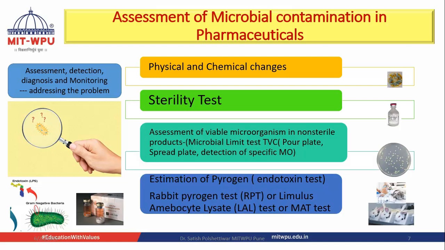Then we can assess microbial contamination from non-sterile products, like the microbial limit test, like the TVC method mostly we use. Estimation of pyrogen is also one of the problems in the pharma industry during production and manufacturing. We need to always check the pyrogen, that is nothing but the endotoxin test. Then the rapid pyrogen test, called RPT, also called the limulus amoebocyte lysate test, LAL test, which is very popular. Then the MAT test is also there, which is a cell-based test. That is an optional test to this LAL.